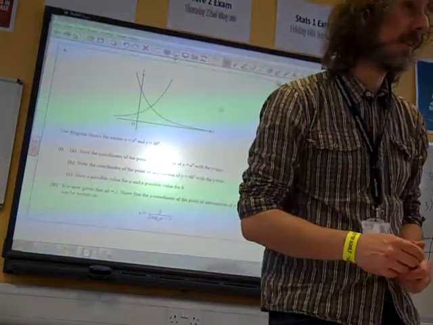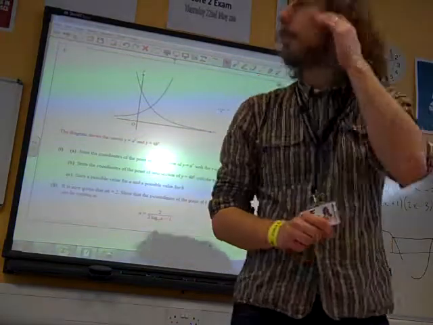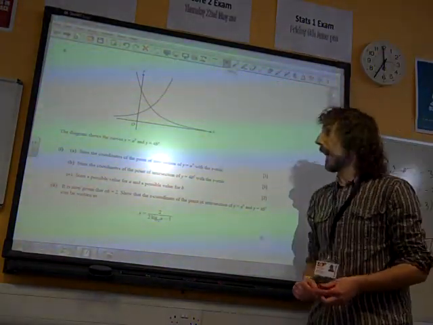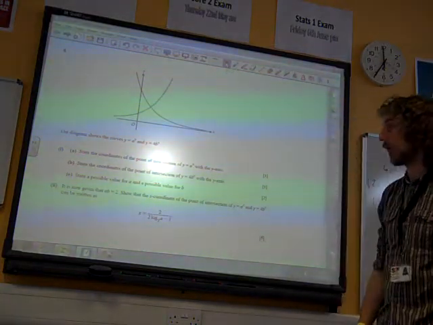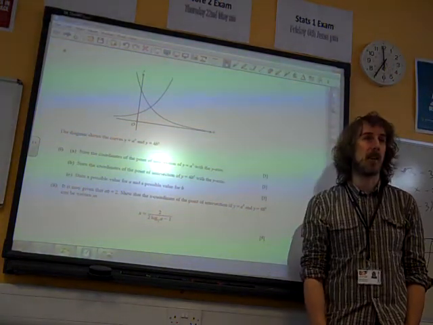We all set? Question 8. This is from summer 2013. The diagram shows the curves y equals a to the x and y equals 4b to the x. State the coordinates of the point of intersection of a to the x with the y-axis.